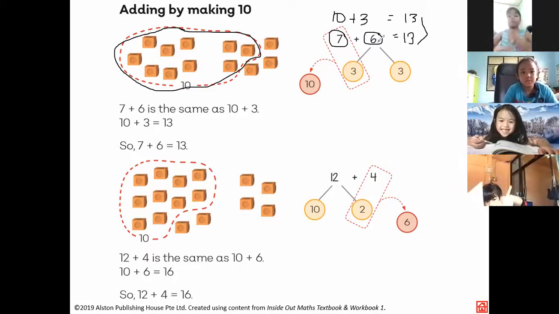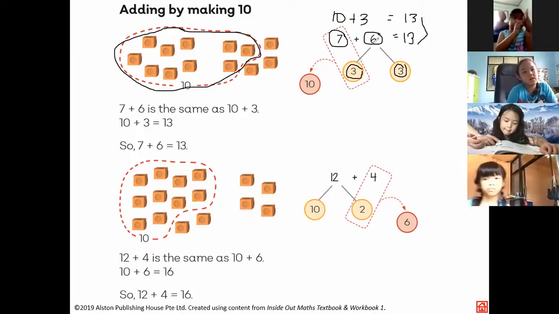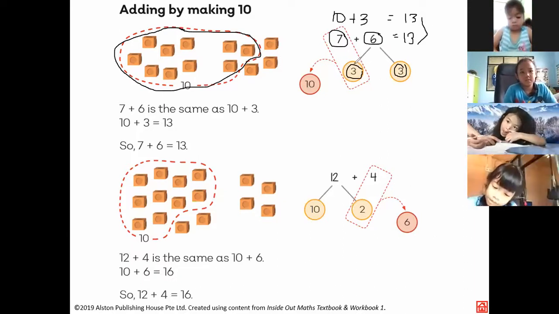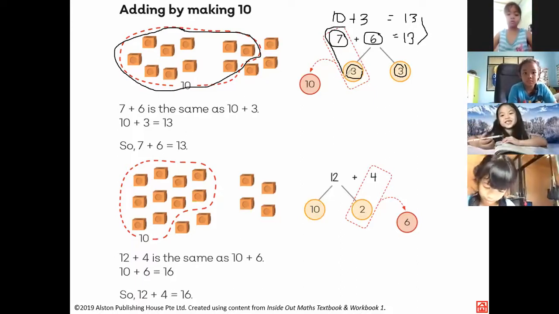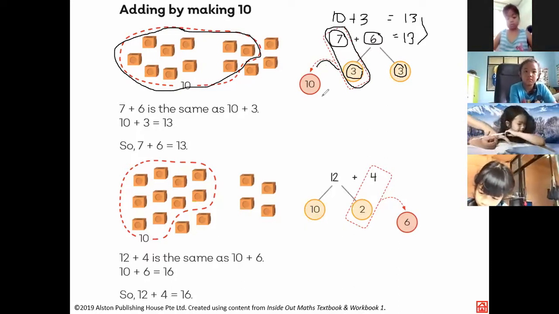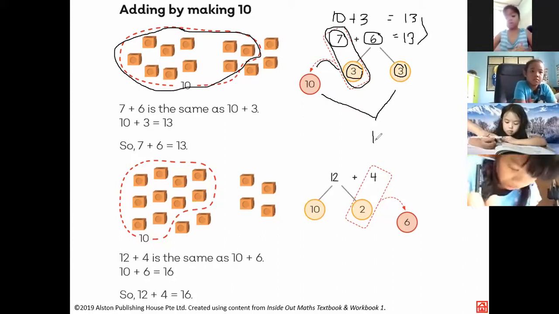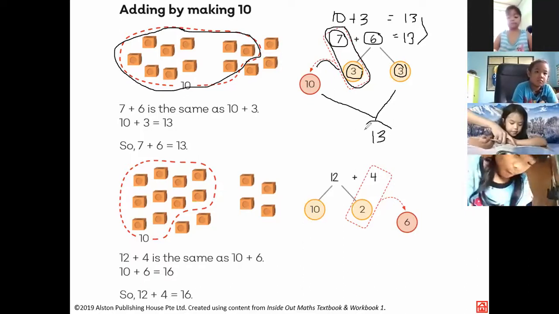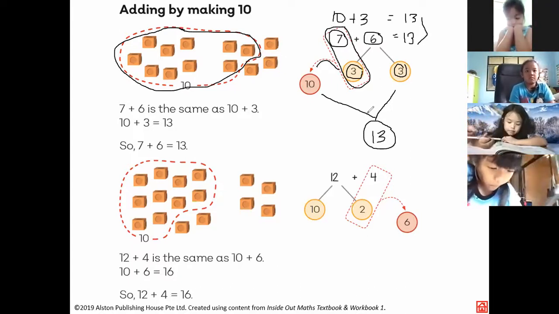So we have number 6. If we add 3 and 3, it will give us a total of 6. And then 7 and 3, it will give us 10. So 10 and 3 will give us 13. Do you understand? Yes, I do. No, I don't.